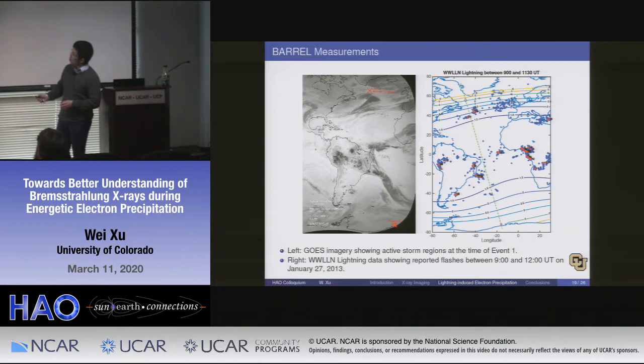The blue points here show all those lightning discharges between 9 and 12 UT, and the red points are those candidate events that we found for the balloon measurements. Candidate means close correlation in time and high peak current, which is required for producing X-rays.